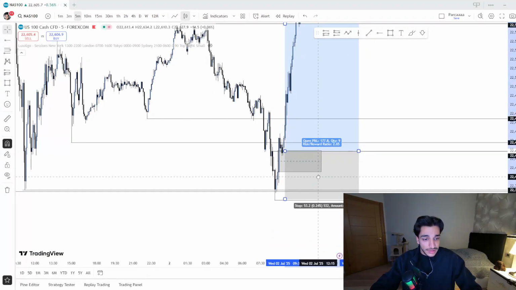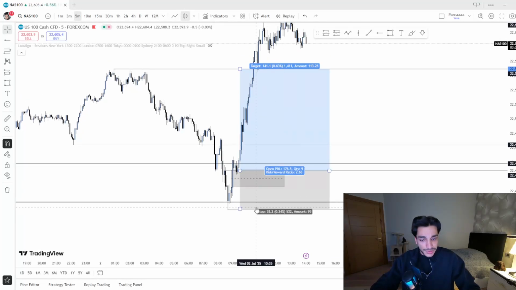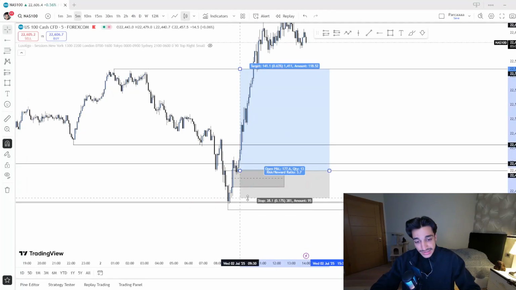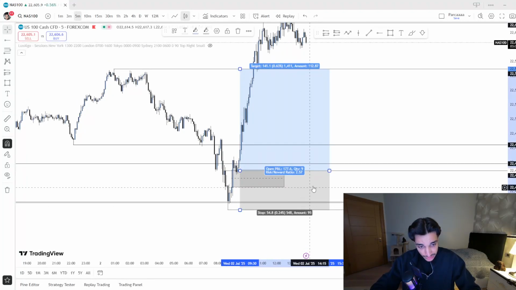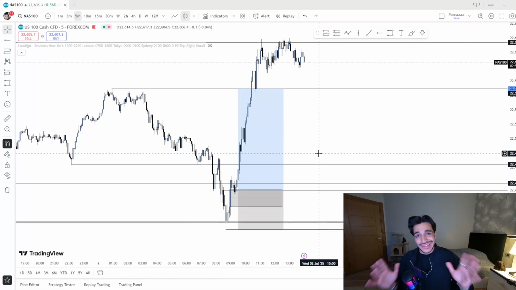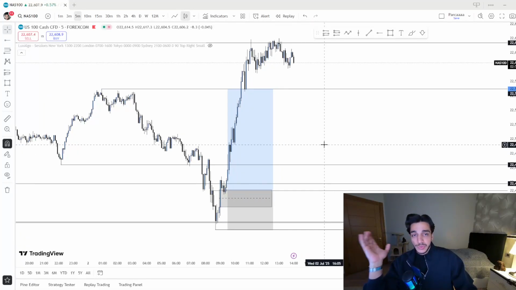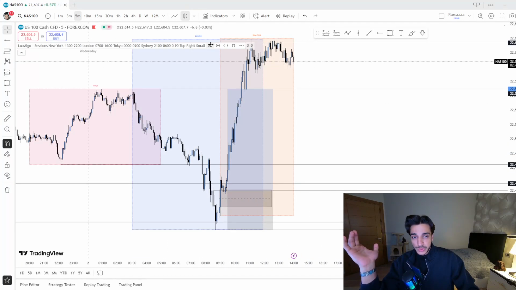And as my stop loss, you can choose this low or this liquidity low. I chose this liquidity low because I wanted it to be a guaranteed trade for me. That's how I take this trade. Yeah, it was easy.